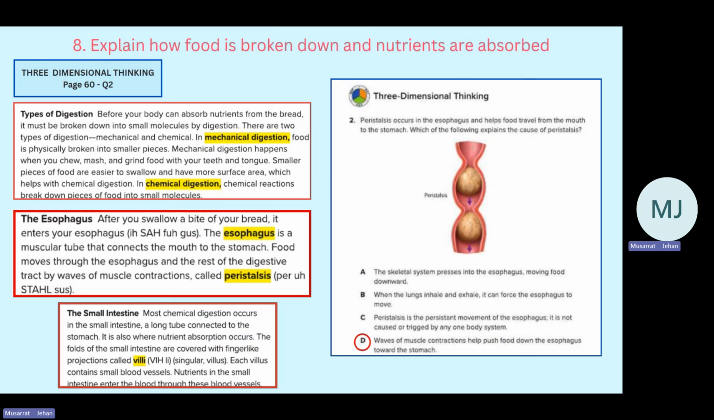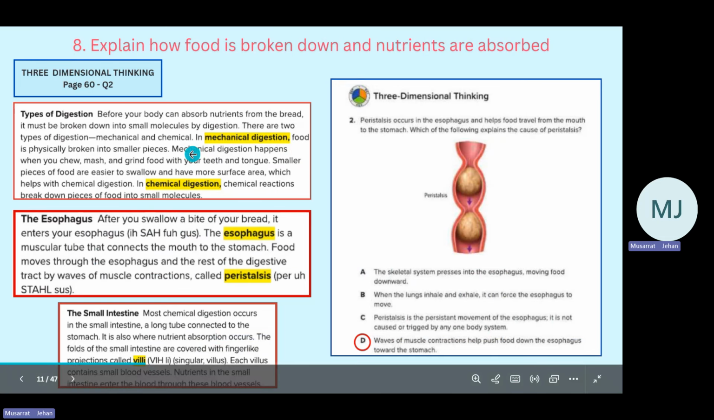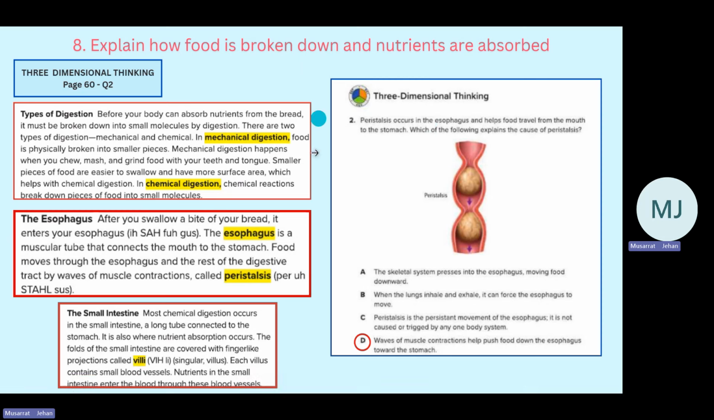Then we come to the third lesson, which is about obtaining energy. Three-dimensional thinking, page 60, question number 2. This is for the digestive system. This figure is very important. This figure is showing an important process called peristalsis. What is peristalsis? It is a wave of contractions in the muscles of the digestive system, which helps the food to move through the digestive system.